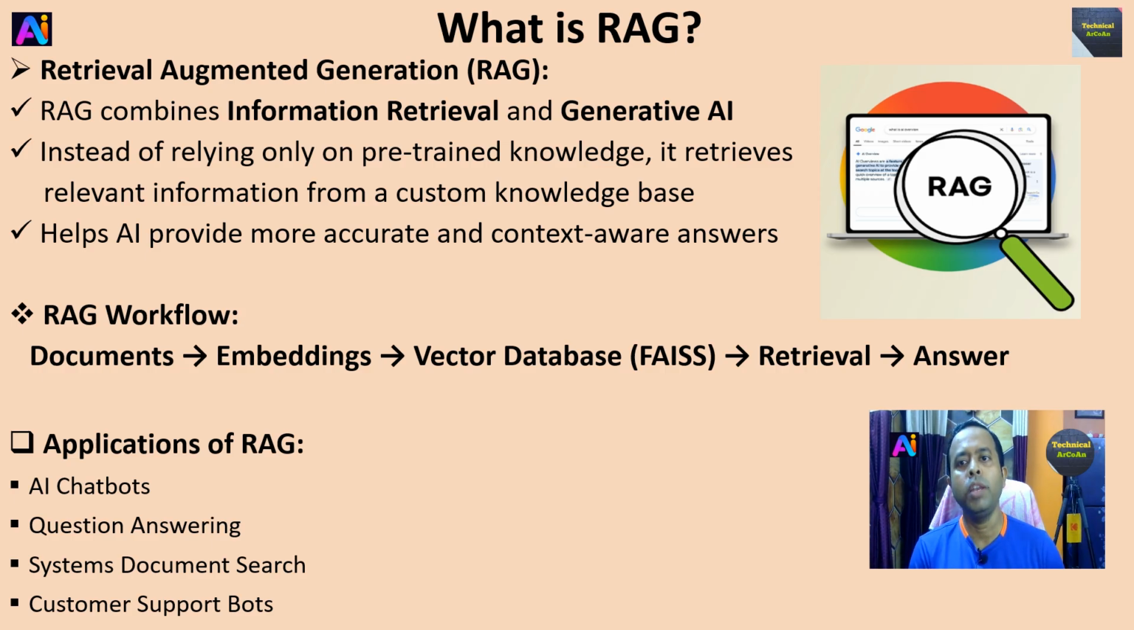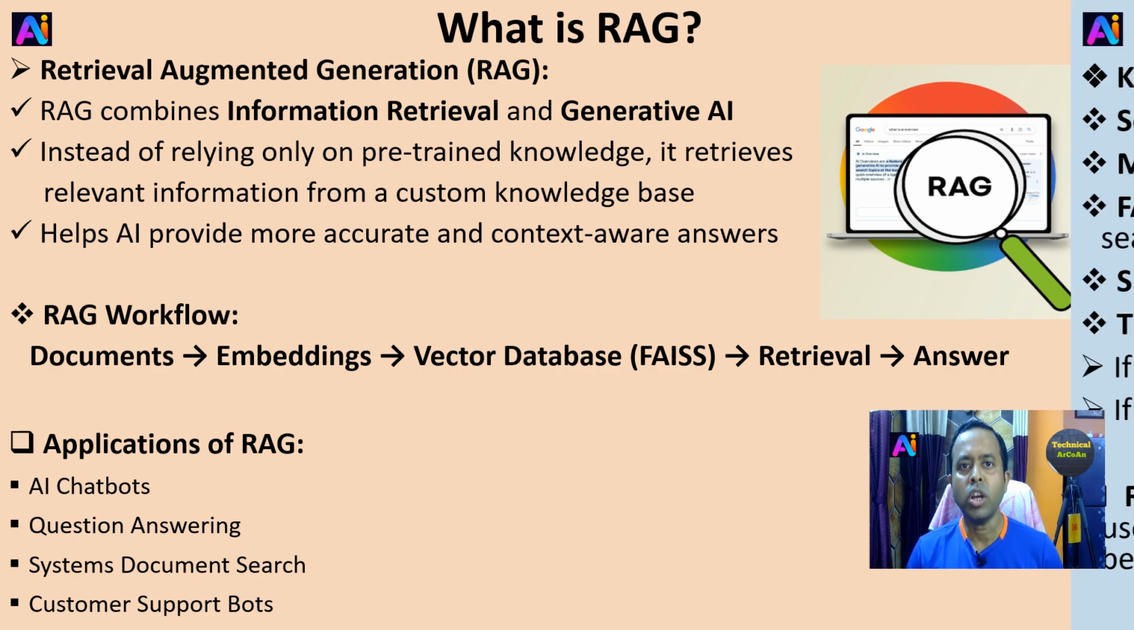Okay, actually we will build our RAG system in Python using sentence transformers, FAISS vector database, and embeddings. We will create our own knowledge base, convert documents into vectors, perform semantic search, and build an AI chatbot that can answer questions based on the stored documents. By the end of this video, we will clearly understand how RAG works behind the scenes and how it is used in modern AI chatbots and intelligent document search systems.